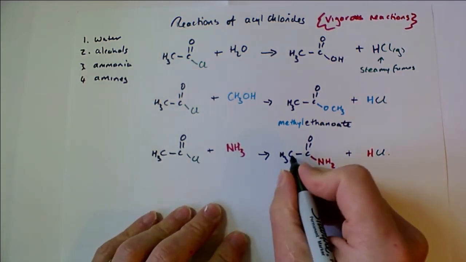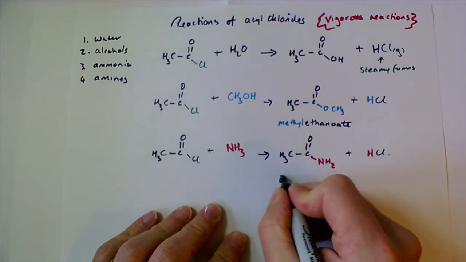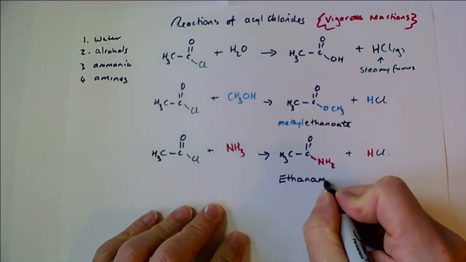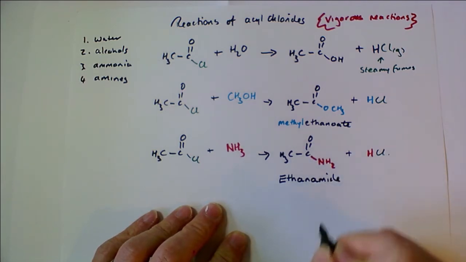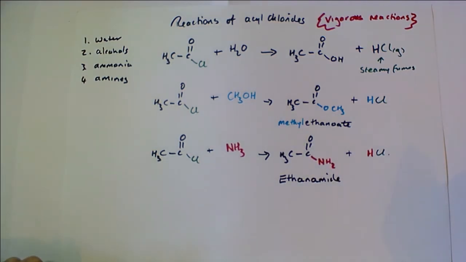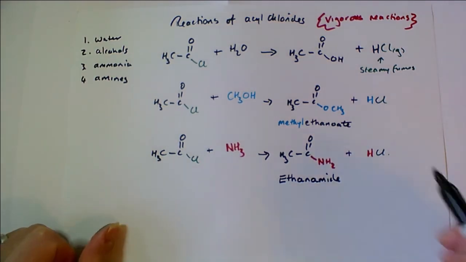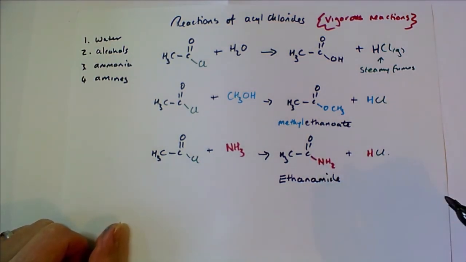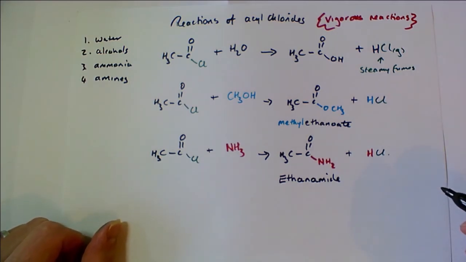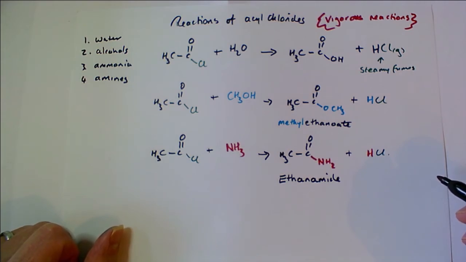So this one has got 2 carbons in, so it's an amide, or ethanamide. Okay, so you might have encountered these in polyamide type things or proteins, those kind of things, these kind of joins together. But yeah, we're producing HCl, so some steamy fumes are probably being seen. Then again, you've started with ammonia, which is also a gas anyway. So yeah, there we go.